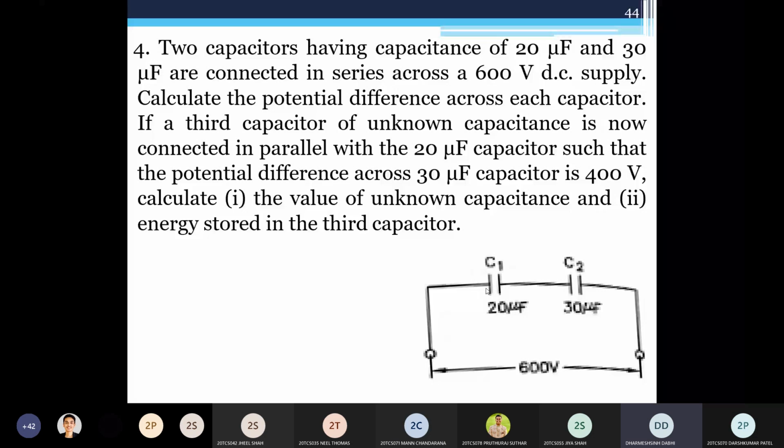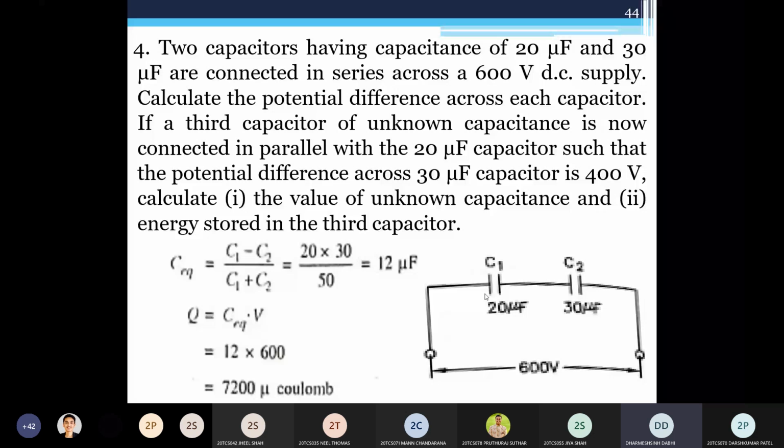So first you calculate the equivalent capacitance when two capacitors, 20 and 30 microfarad, are connected in series. So C equivalent becomes, here there is a printing mistake, it is C1 multiply C2 divided by C1 plus C2. So C1 is 20, C2 is 30. So 20 multiply 30 divided by the addition of these two. So you get the equivalent capacitance of 12 microfarad.